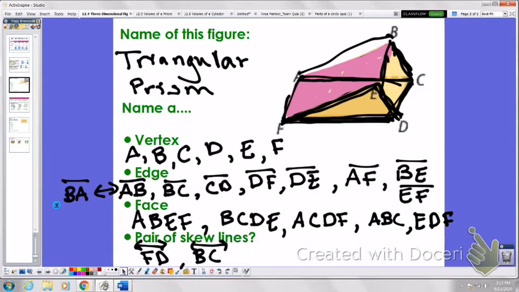All right, skew lines are a little tricky, guys. We're not going to do a whole lot with them, but just understand they don't intersect, and they're on different faces. Okay, so again, skew lines, they don't intersect and they're on different faces.